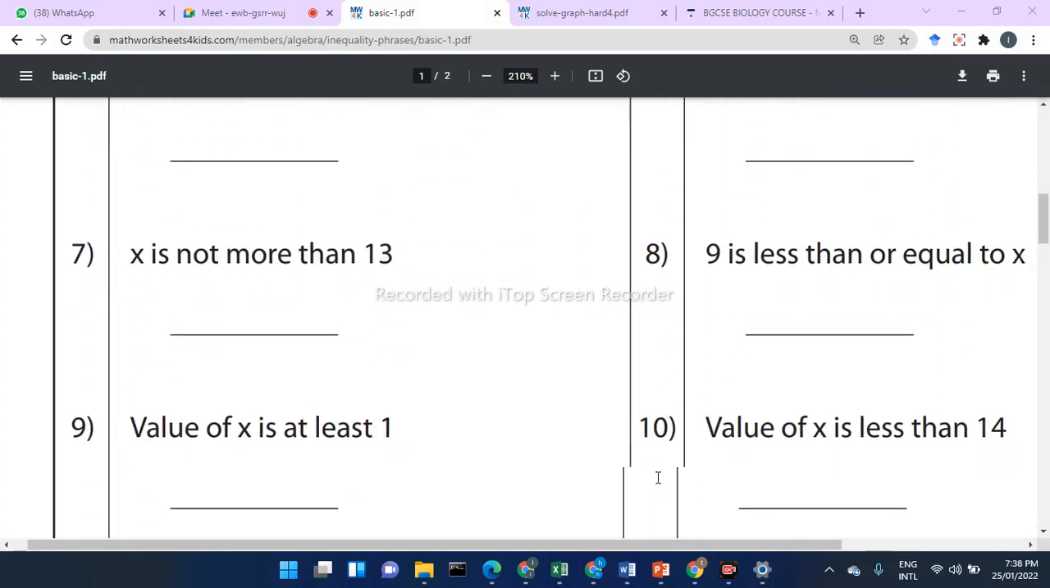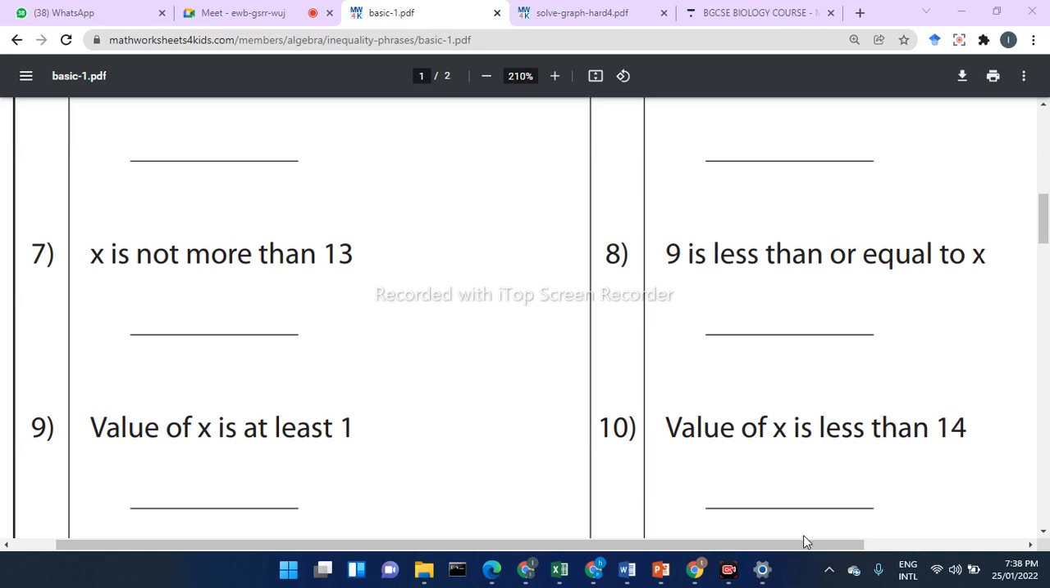Alright. Number 7. X is not more than 13. So if x is not more than 13, x is less than 13. Yeah, because it's not more. So that means that x is less than 13, because it's not more.